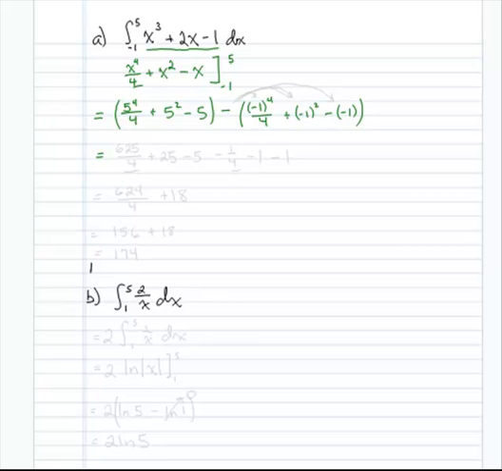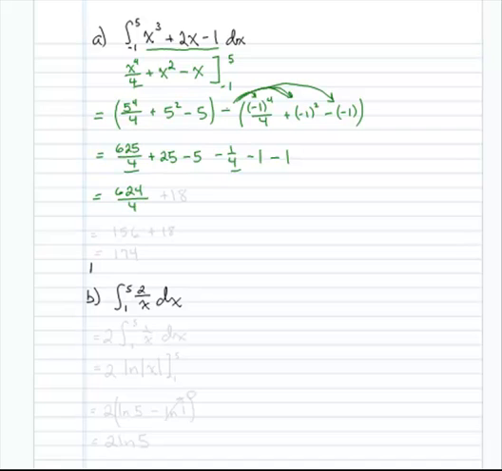Now we get to go ahead and calculate. So 5 to the fourth is 625 over 4 plus 25 minus 5. Now I'm going to do two steps at once. I'm going to distribute this negative sign and also simplify everything that's inside. Negative 1 to the fourth is just 1, so it's a positive 1/4, but then when we apply the negative sign, it becomes a negative 1/4. Negative 1 squared would be a positive 1, but applying this negative, it's going to go back to negative. And then again, we would have had a positive 1 here. Applying that negative, we have another negative 1.